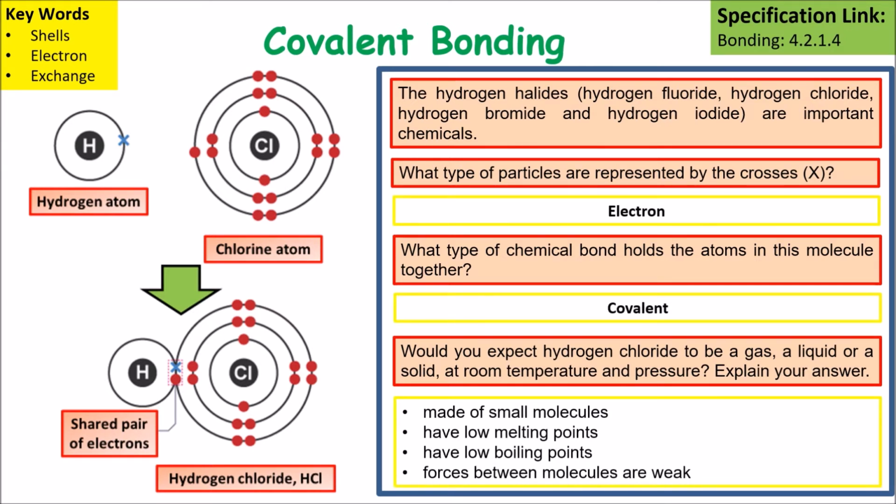The answers would be: the X represents an electron, the type of bond is a covalent bond, and we would expect it to be a gas because it is a small molecule, so it will have a low melting and boiling point because there are only weak forces in between the molecules.